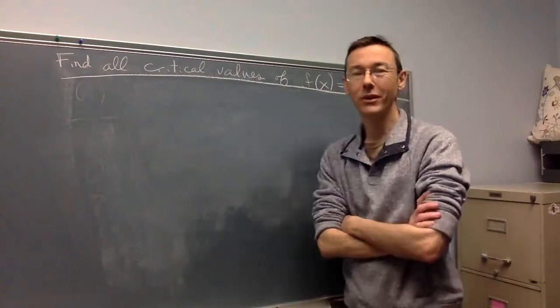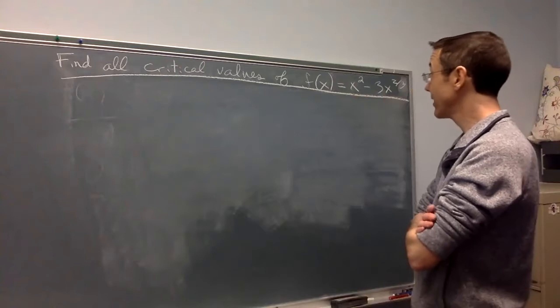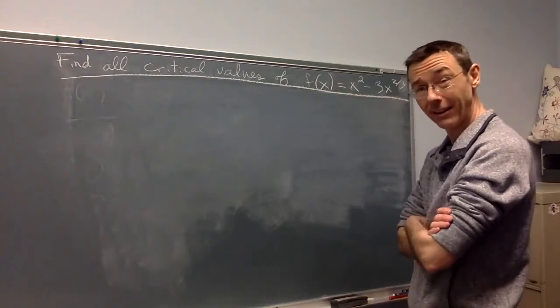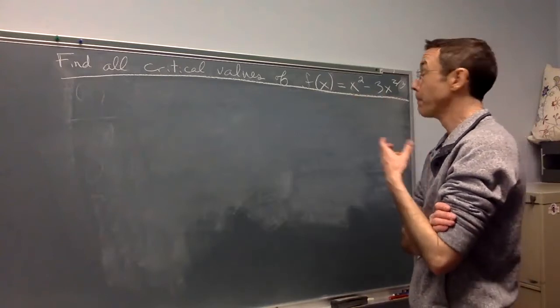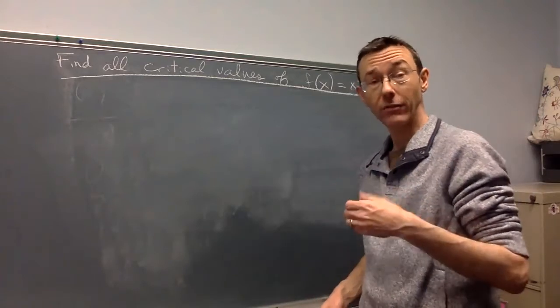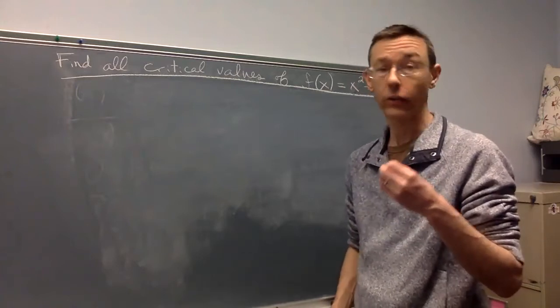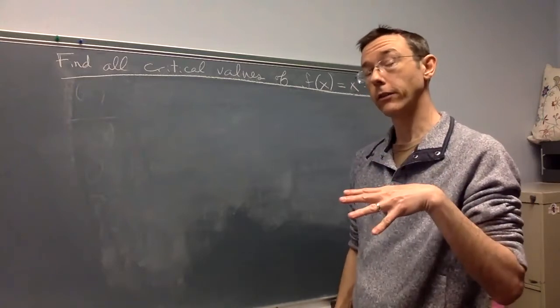Hey everybody, today we're doing an example of finding critical values of a function. We're going to look at f of x equals x squared minus 3x to the 2/3. When we find critical values, we're asking where the function has a derivative that either is 0 or does not exist. So we really need to check two separate things, both related to the derivative.